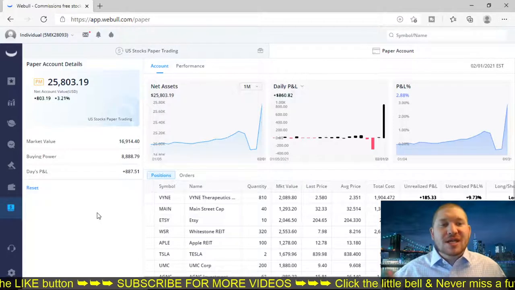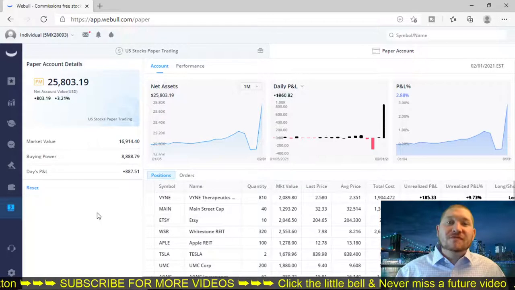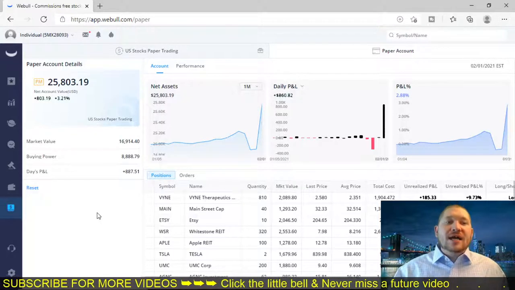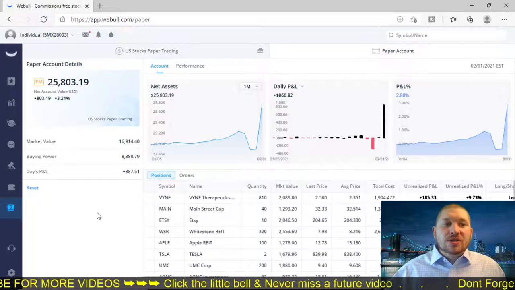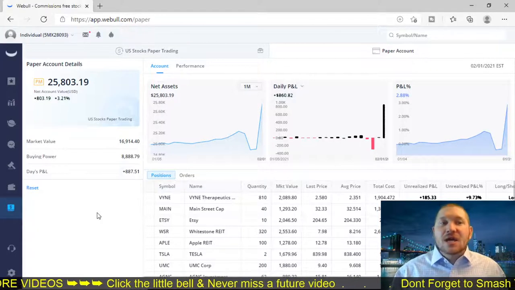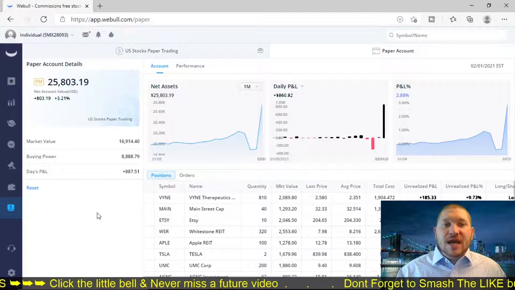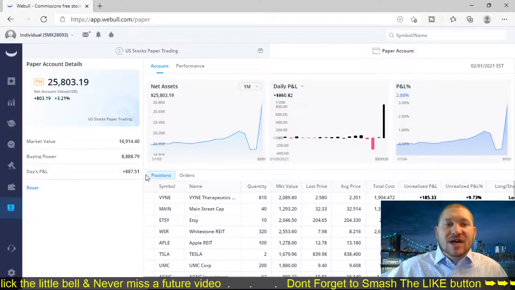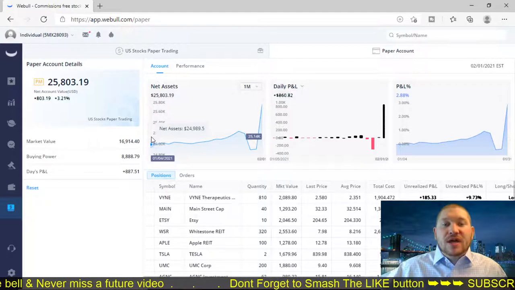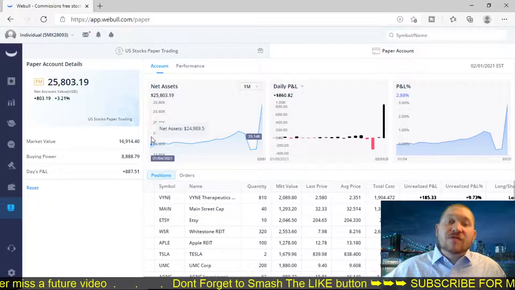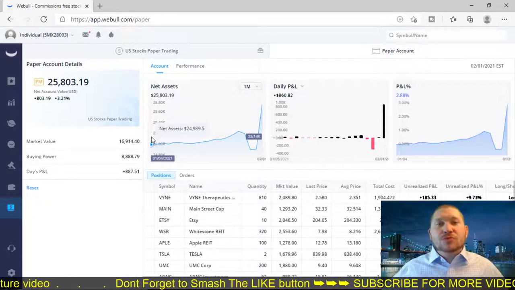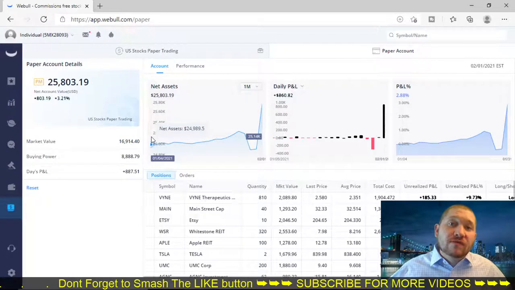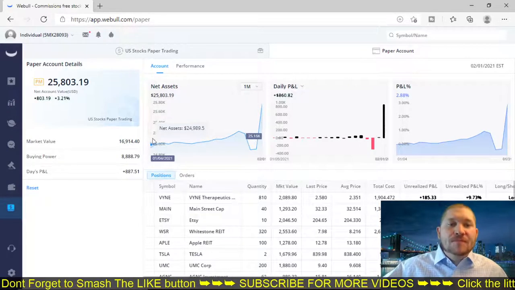All right. So, today's P&L is $887.51. Net account overall, I'm up $800 for the day, which is 3%. Now, as you can see, I started with $25,000 and I started with that on the 4th of January. So this almost marks a 30-day review on using the Robinhood app.